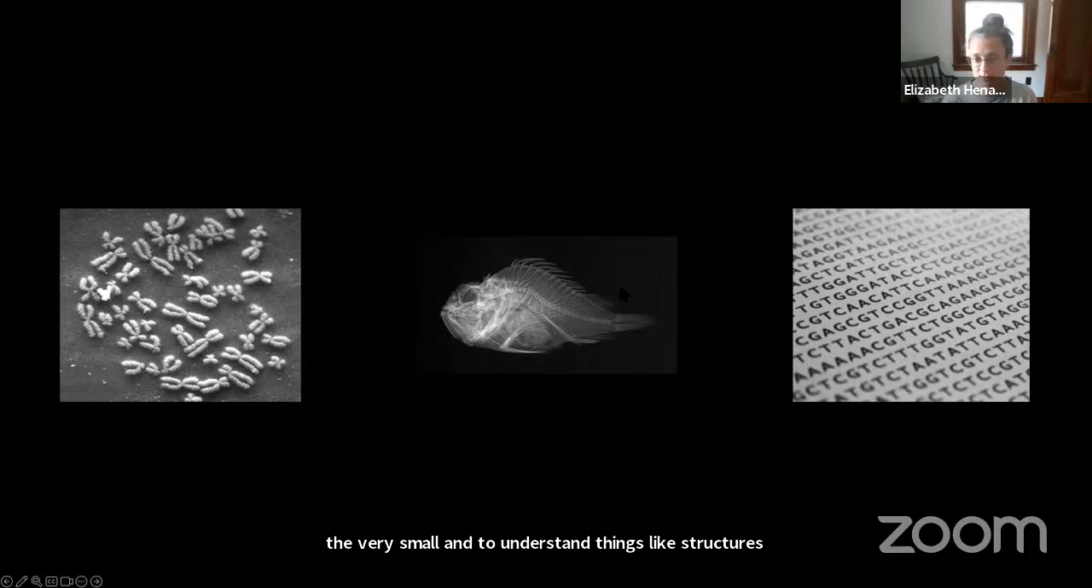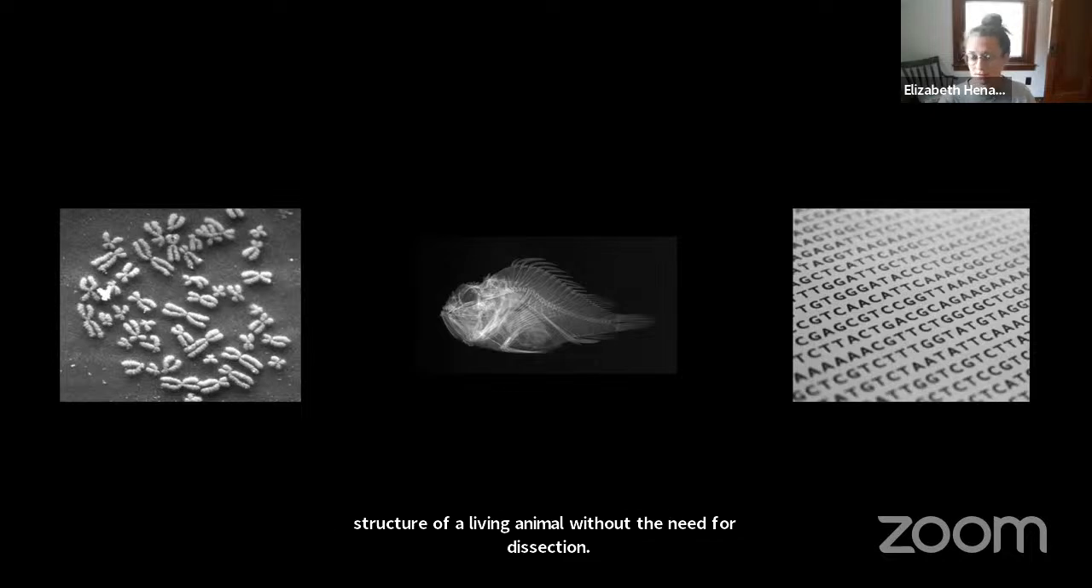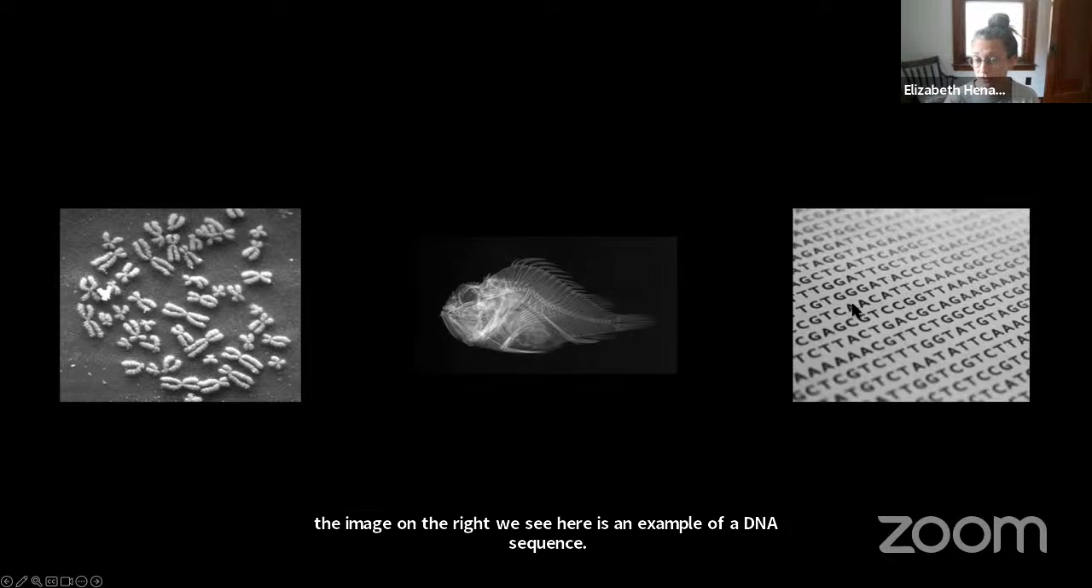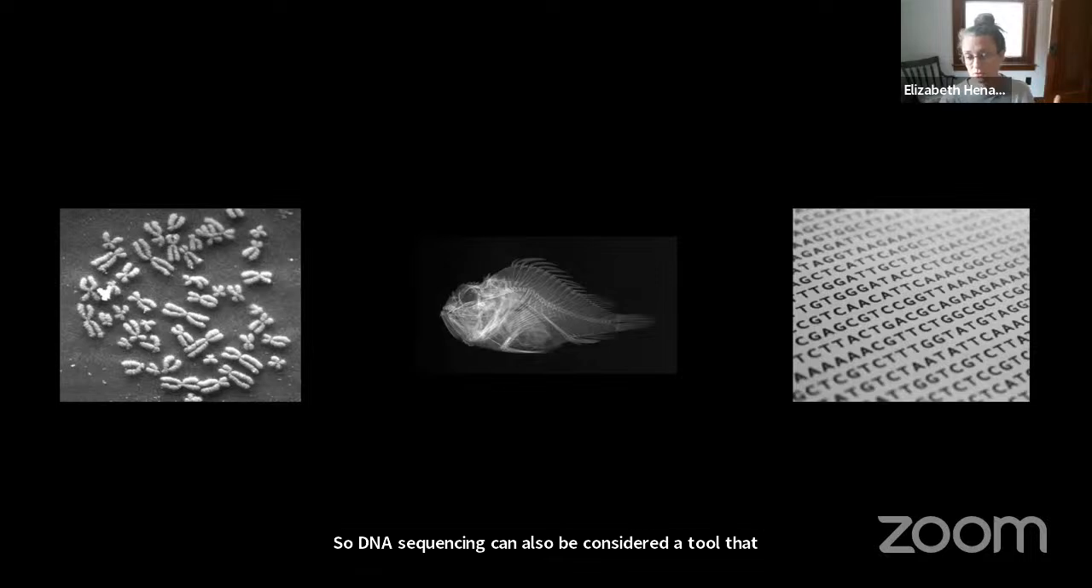The image that we see in the middle here is an X-ray. So that's a technology that allows us to see the bony structure of a living animal without the need for dissection. And so that gives us insights into physiology and biomechanics, for example. And the image on the right we see here is an example of a DNA sequence. So DNA sequencing can also be considered a tool that allows us to get a digital insight or a digital readout into the molecular basis of the identity of a living organism.